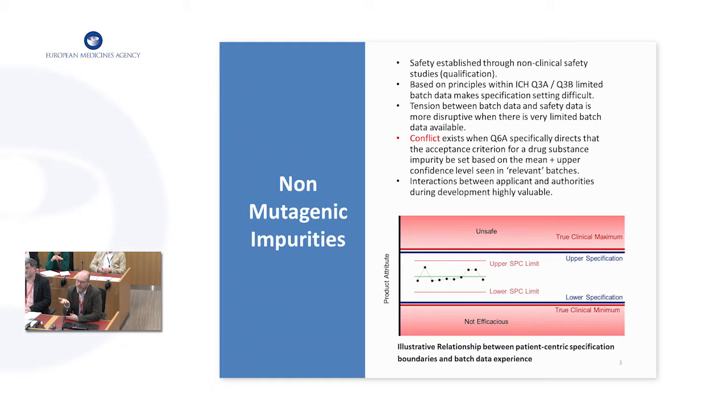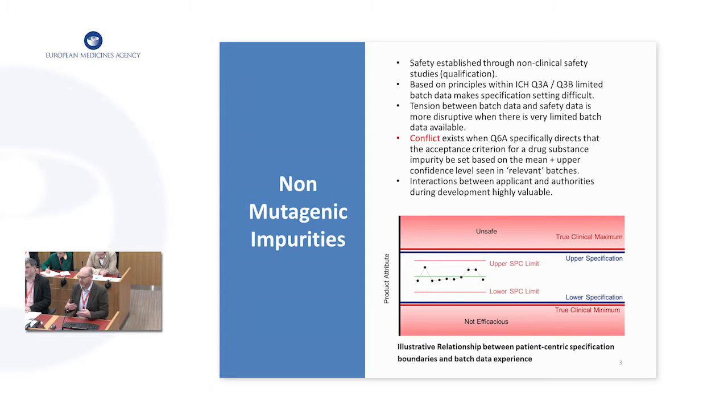So as far as non-mutagenic impurities are concerned, as most of you will be aware, the safety of non-mutagenic impurities is established through that process of non-clinical safety evaluation, i.e. qualification. And it's based on the principles, as I'm sure most people are aware, of ICH Q3A and Q3B. But one of the challenges that we have with that is this whole chestnut, as we've talked about over and over again this morning: how do you set a specification when you have limited data? And you clearly have that potential tension between the batch data and the safety data.